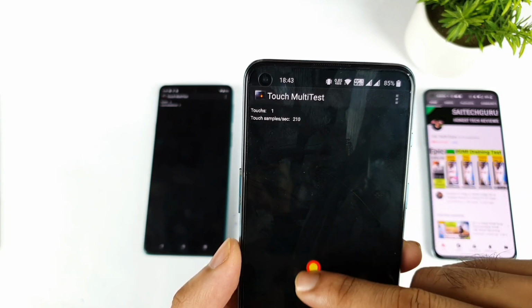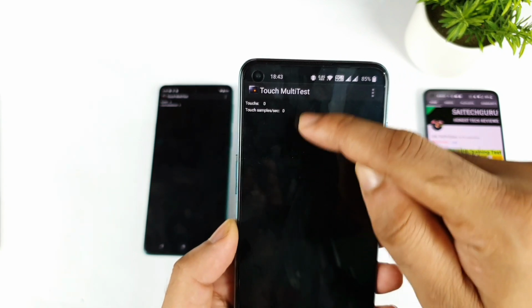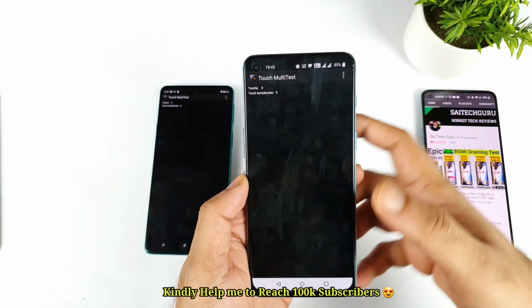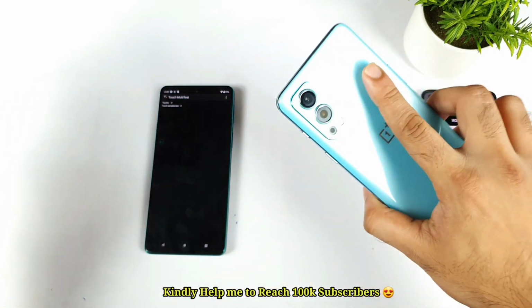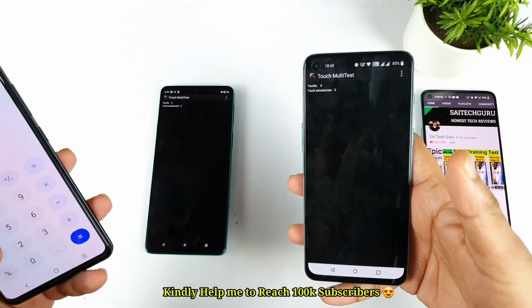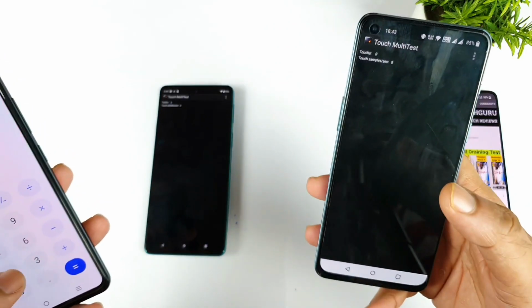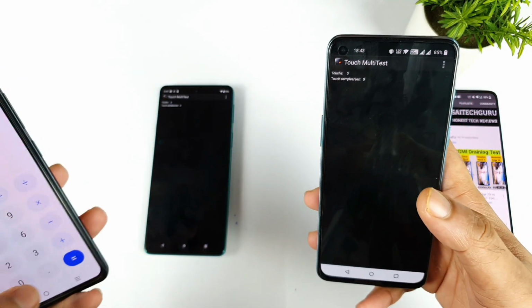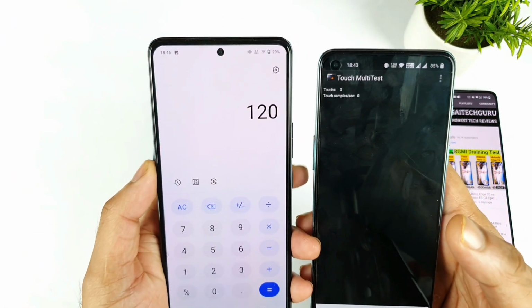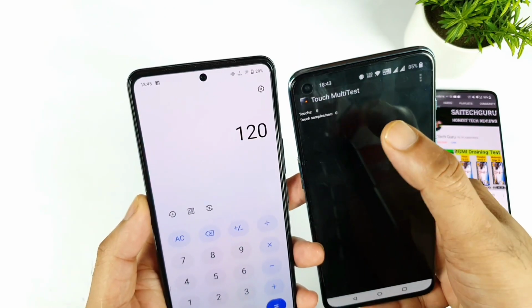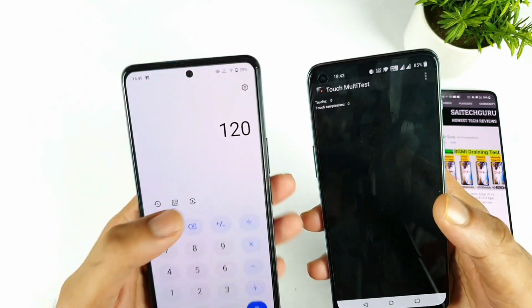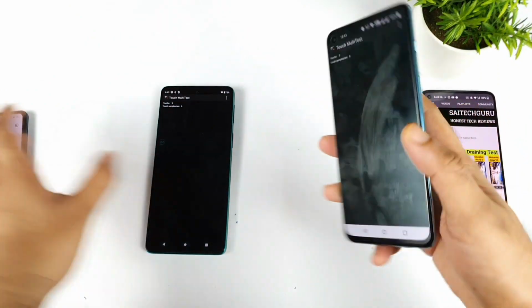You can see clearly, friends, we are getting 290, but whatever value you get there, you need to subtract the refresh rate you are using on the device. The OnePlus Nord 2 has a 90 Hz refresh rate, which is what I'm using. So 210 minus 90, so we are getting 120 Hz. The value we get here is 210, and after subtracting the refresh rate, 120 Hz is the touch sampling rate in this phone.